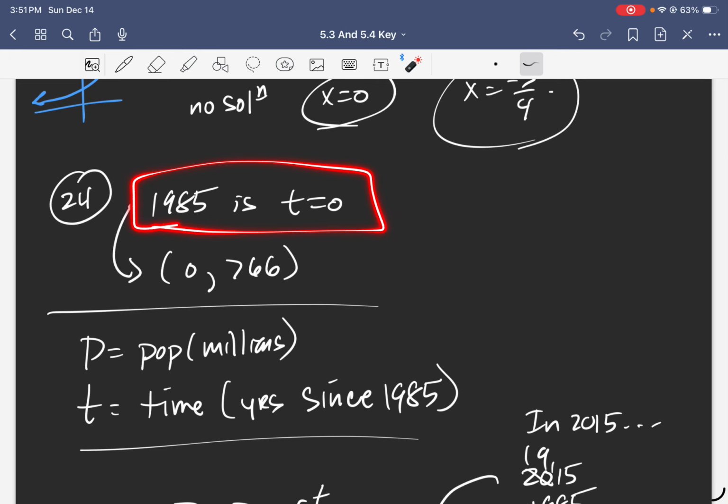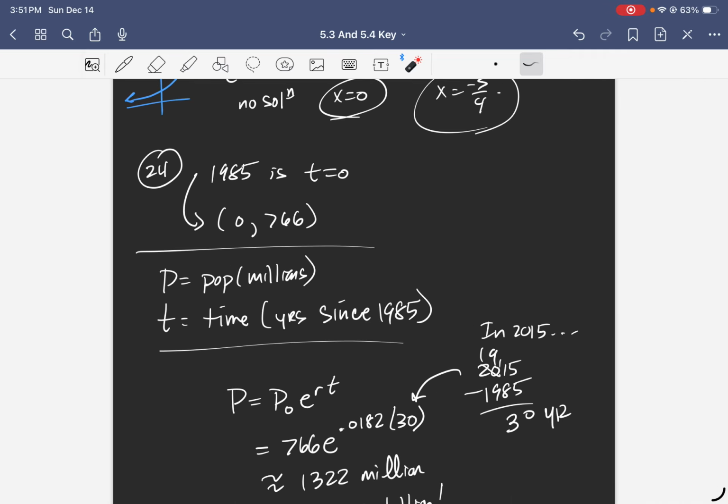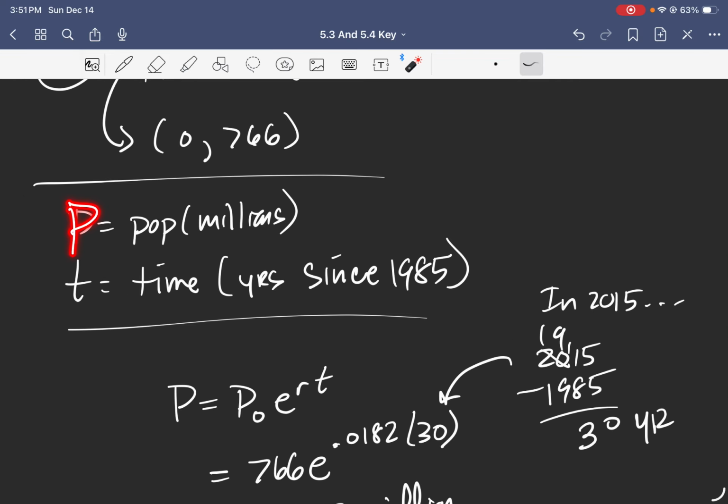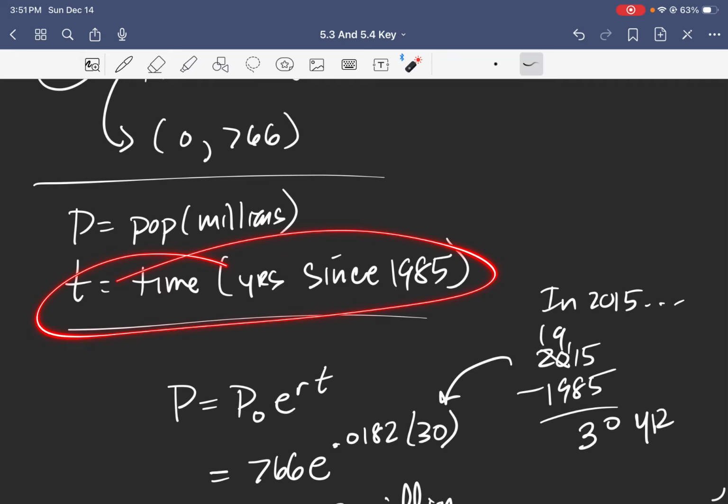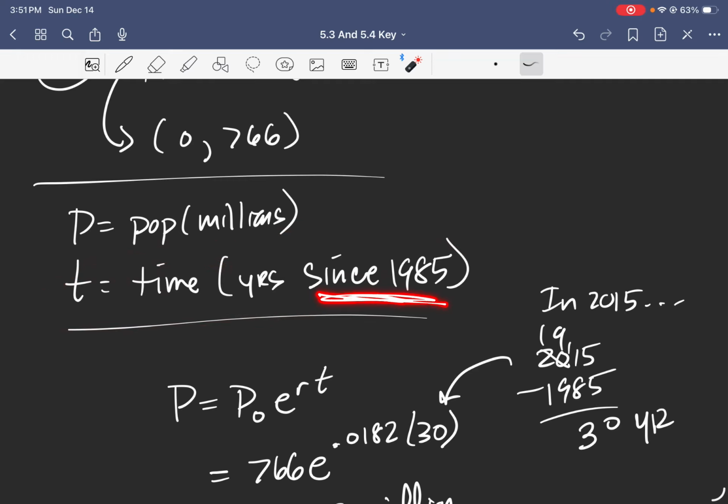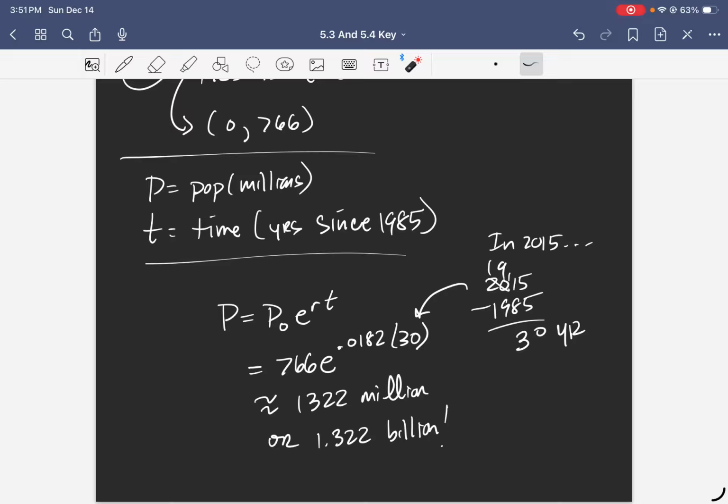In this situation, number 24, we set 1985 as our starting value, so that's time equals 0. It turns out that at time equals 0, we have 766 million people. So let's talk about the population of India. You let the reader know what the variables are. P is population in millions. T is time in years since 1985, which was a great year, by the way.